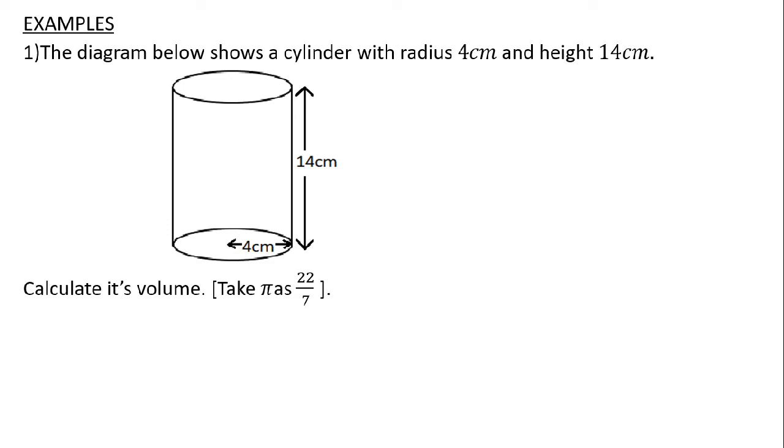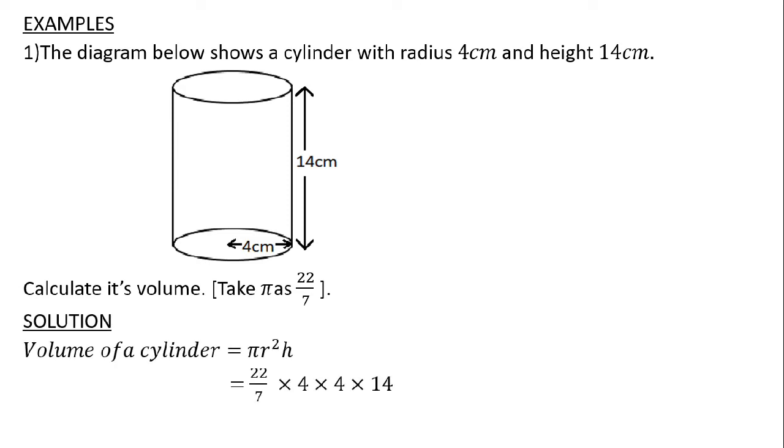Now, the volume of a cylinder is equal to pi r squared h. Pi r squared times the height. So what we are going to do is to substitute. Where there's pi, we'll put the 22/7 times, since the radius has been given as 4, where there's r squared, we'll put 4 times 4, and where there's the height, we'll replace the 14.